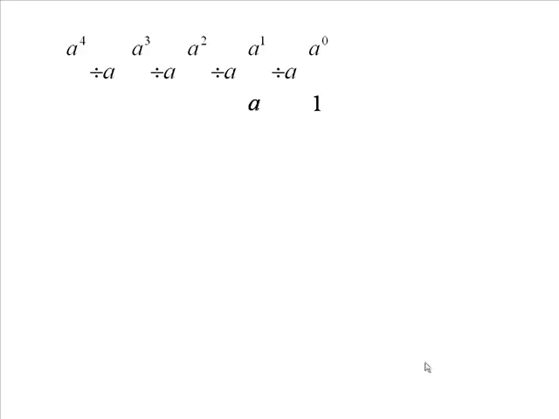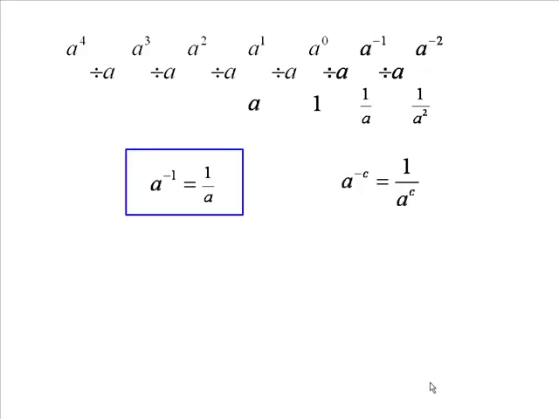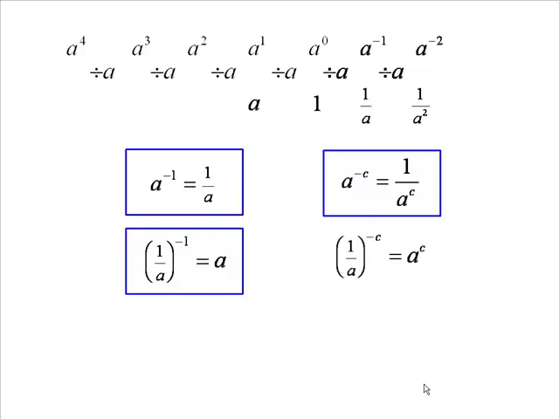We've seen that sequence before. Divide by another a. On the top we get a to the minus 1. On the bottom we get 1 divided by a, and so on. And so we've got that relationship. And all these rules are true.